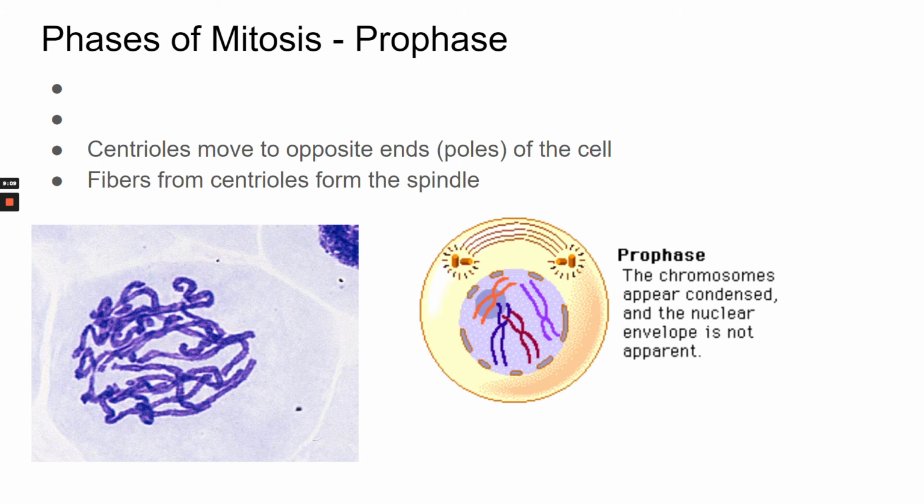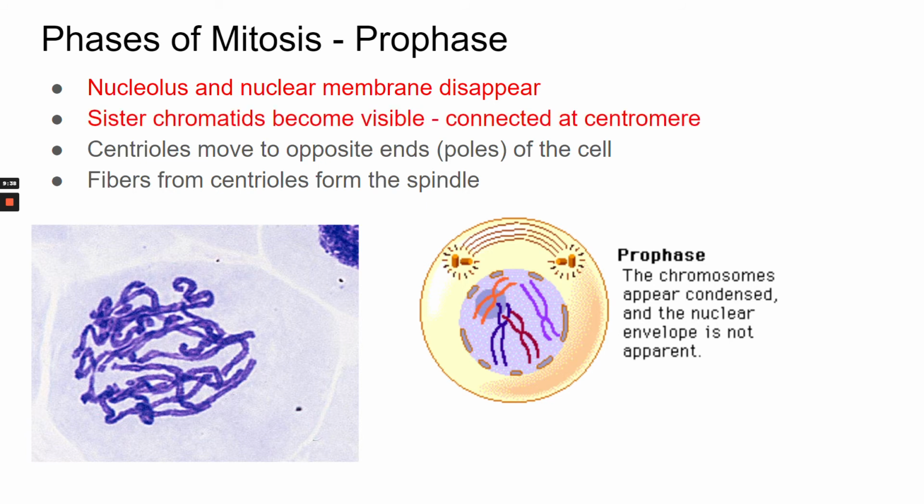So once the DNA has copied itself, the chromosomes start to form and they start to become visible in a microscope. Also, the nucleus disappears. The membrane that forms the nucleus starts to dissolve so that the chromosomes can start to move. And you can see them.